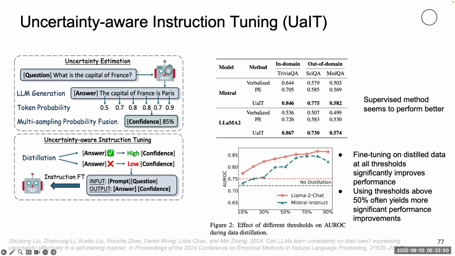And also, if you fine-tune on the distilled data, the data set you build for training is like you have an answer and you have a confidence from any uncertainty quantification method. And then if you use that confidence and this training data to fine-tune your model, it usually performs better than the previous one, where you do not have supervision.